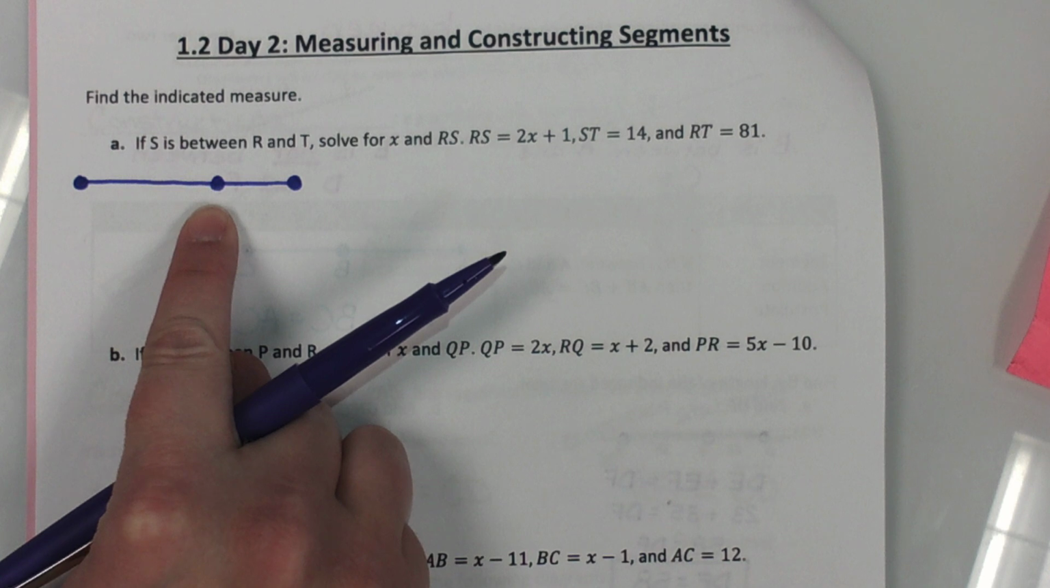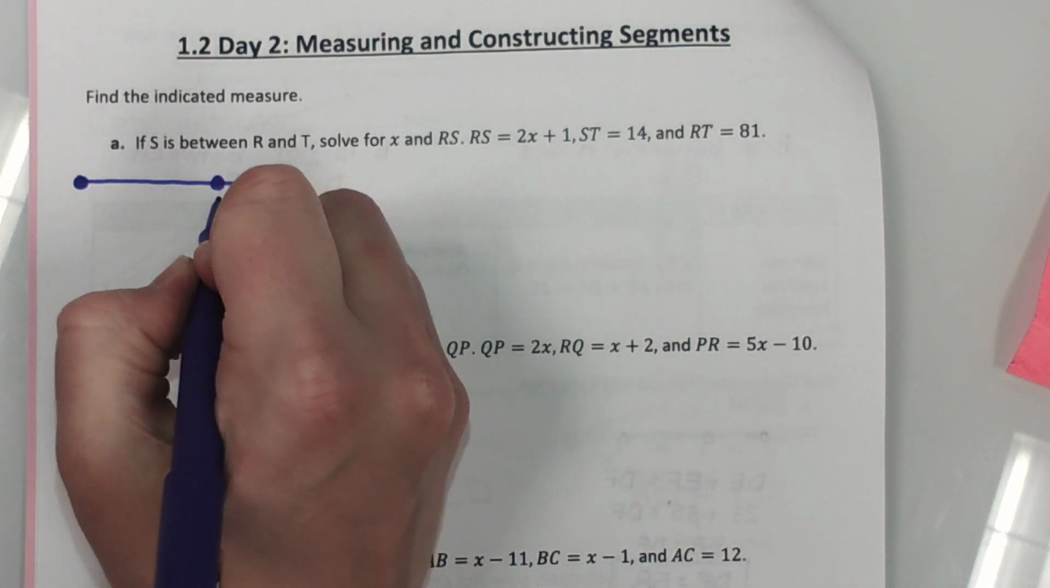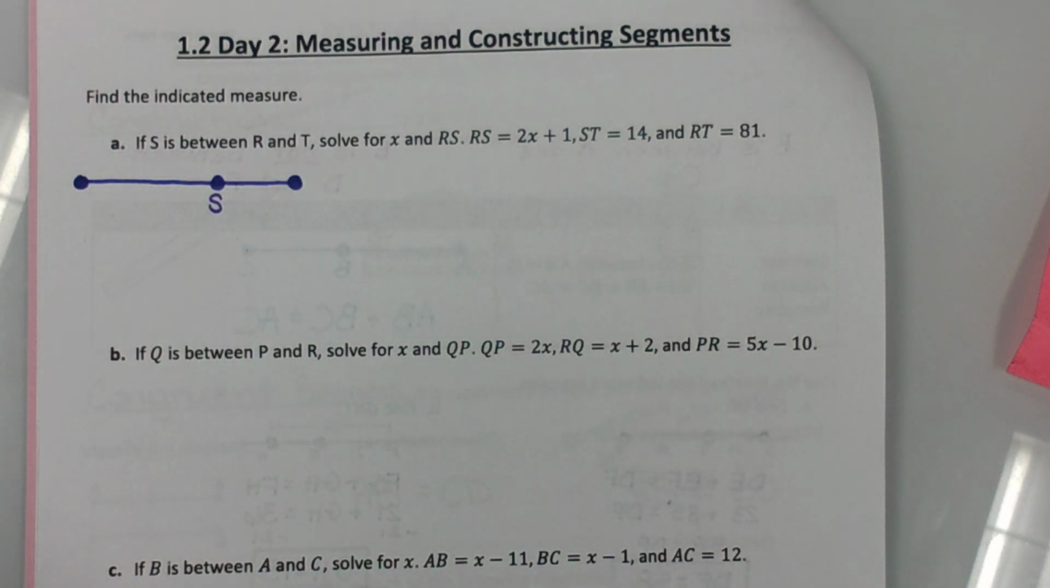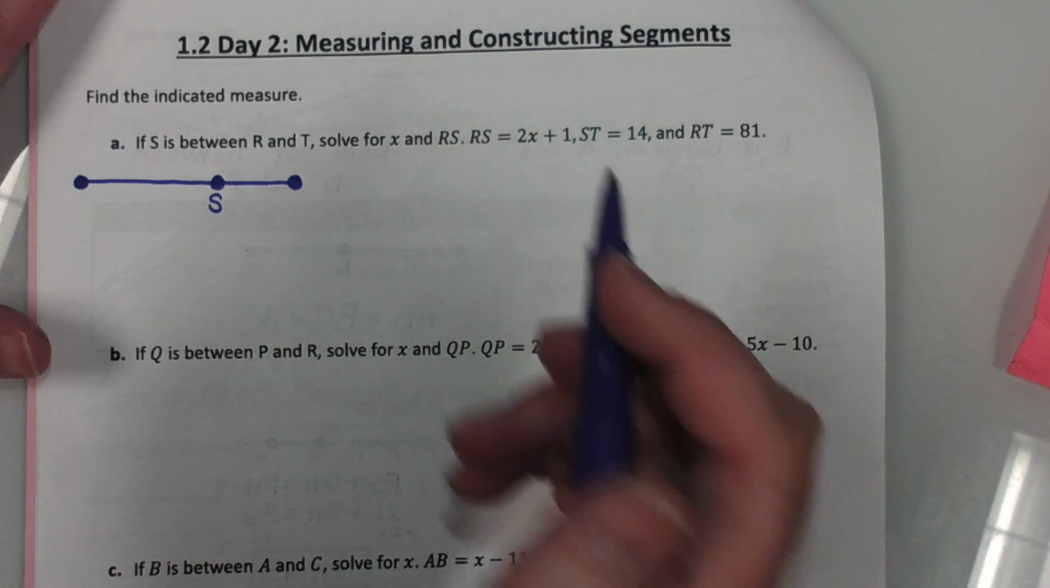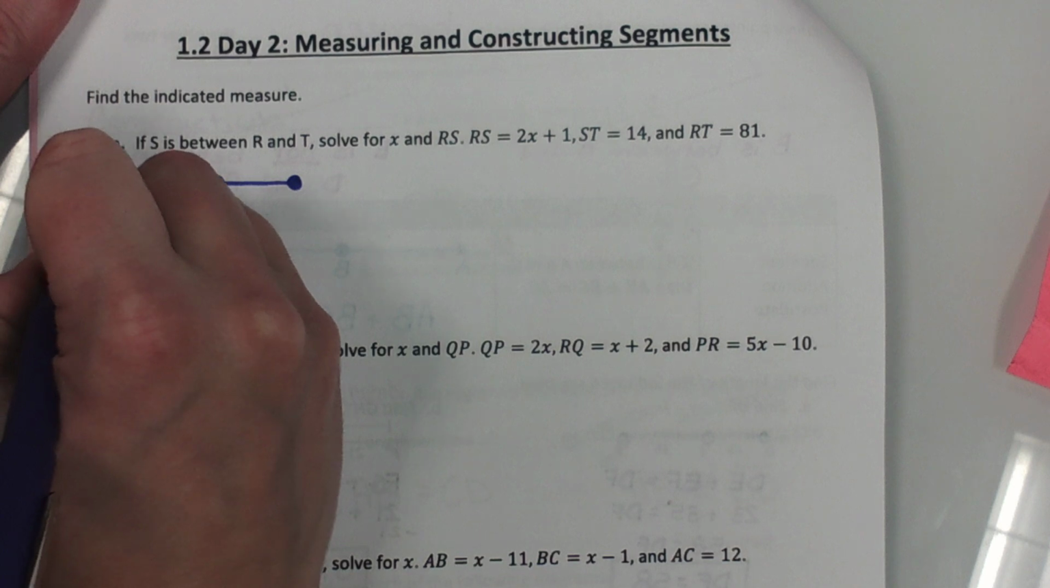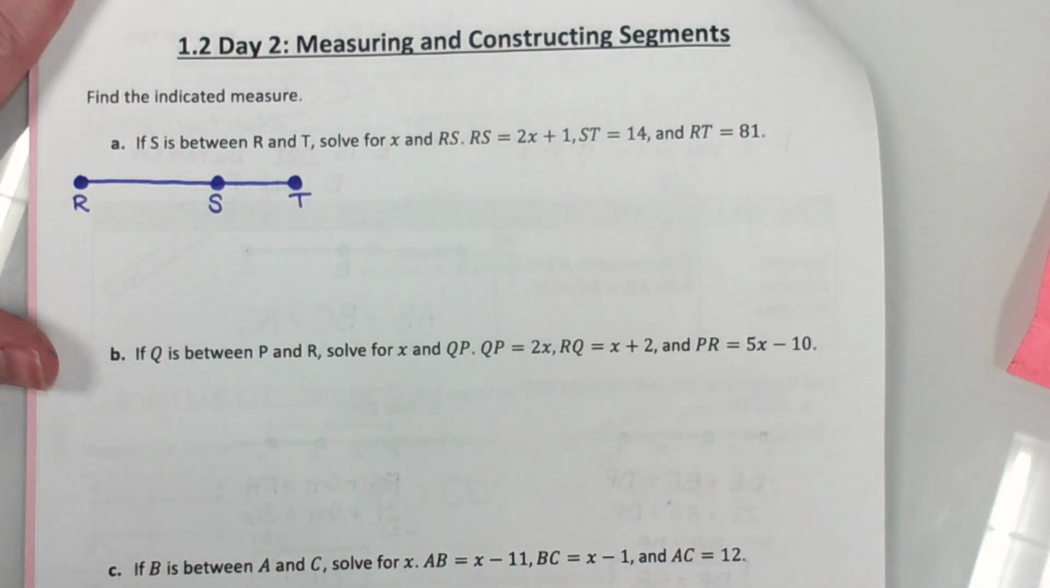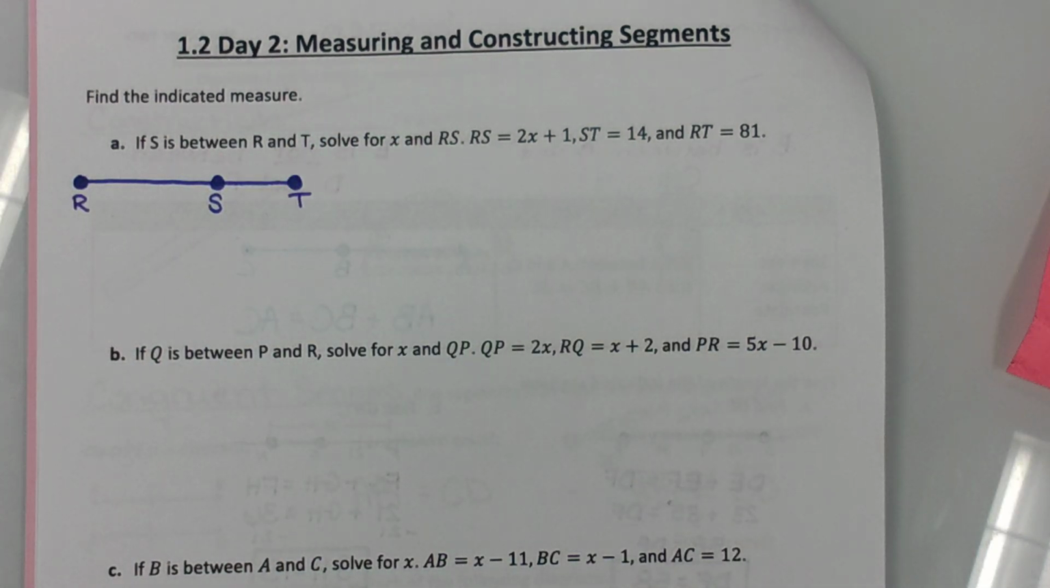which letter has to be the one in the middle? S. When it comes to R and T, we're just using them for location-wise, and location-wise, they're on the ends. It doesn't matter which one you call R for the end, which one you call T, as long as you label one of them for each of them. So, there's my segment that I'm going to work with.